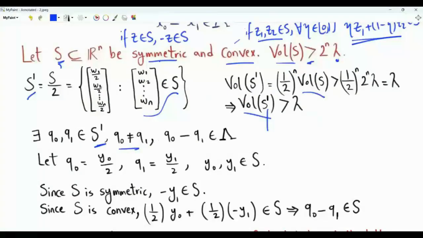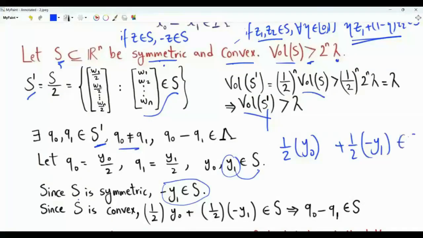Now, the vector q0 is some vector y0 in S divided by 2. And the vector q1 is some vector y1 in S divided by 2. Recall that S has these 2 properties: it is symmetric and it is convex. Because S is symmetric, if y1 is in S, then minus y1 is in S. Since S is convex, with y0 in S and minus y1 in S, a convex combination of these 2 vectors is in S. Specifically, 1/2 times y0 plus 1/2 times minus y1 will be in S. And this is q0, and this is minus q1. So q0 minus q1 is in S, and it is also in the lattice.